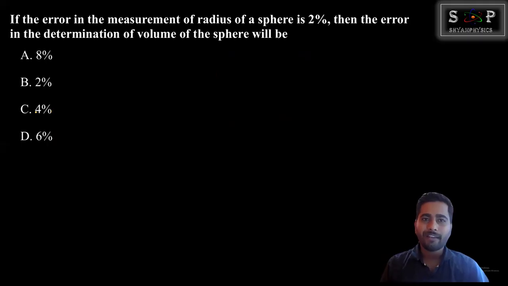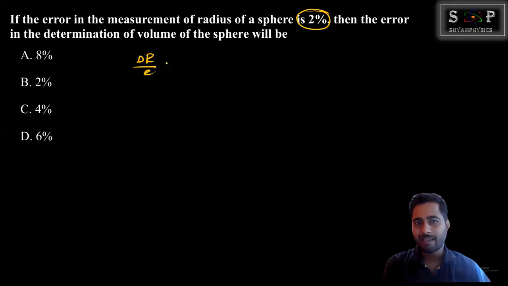Next, if the error in the measurement of the radius of a sphere is 2%, then the error in the determination of the volume of the sphere. Basically, the radius has 2% of error, delta r by r value is 2%. You might have observed since the last video that we have a maximum of questions in error calculation. Correct? Good.